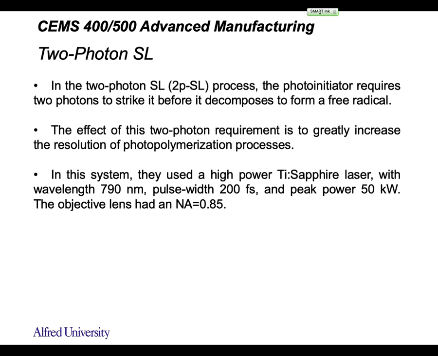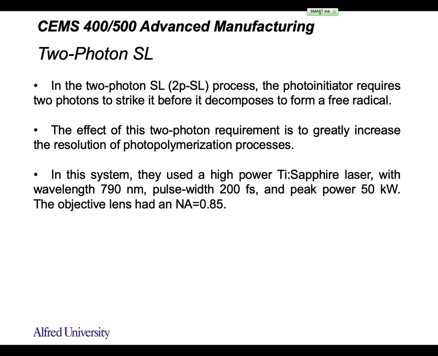Okay. And now we want to spend a little bit more time on the two-photon stereolithography, which was called the two-photon polymerization process. So this is different from laser-based stereolithography or the DMD, the mass projection-based stereolithography. Why is it called two-photon stereolithography? Because in this process, the photon initiator will require 2 photons to strike it before it can form a free radical. So you need 2 photons to work on this photon initiator to start the process. Okay? So the effect of this 2 photon requirement is to greatly increase the resolution of the photon polymerization process.